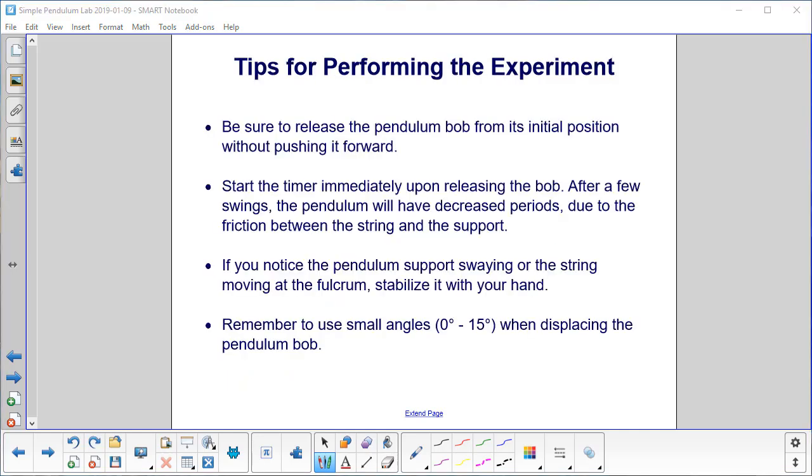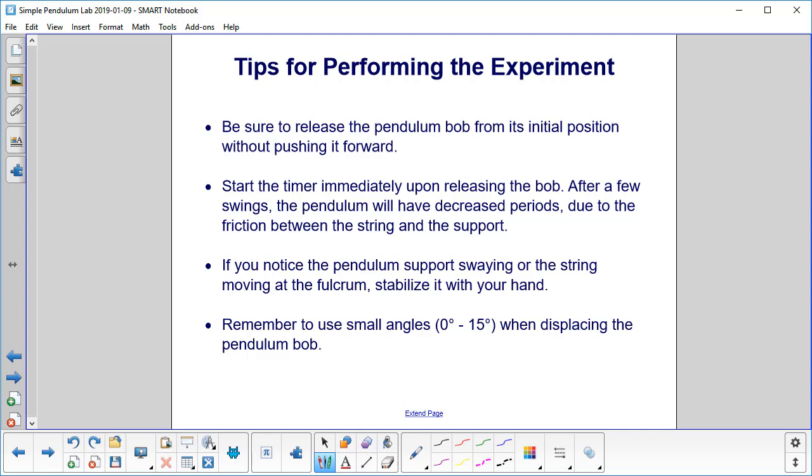Tips for performing the experiment. Be sure to release the pendulum bob from its initial position without pushing it forward. You just want gravity to be the only force acting on the bob. Start the timer immediately upon releasing the bob.